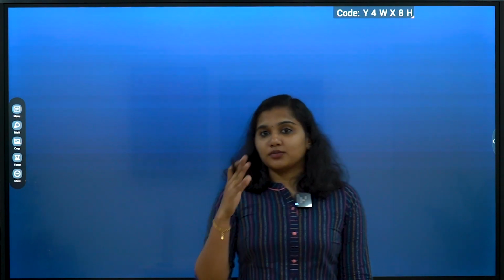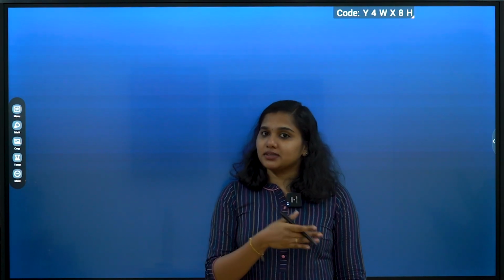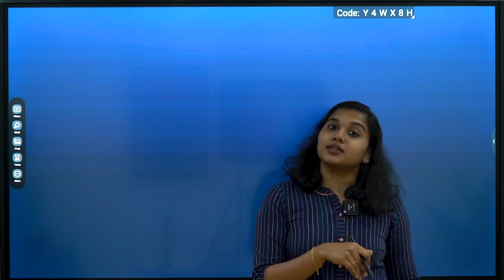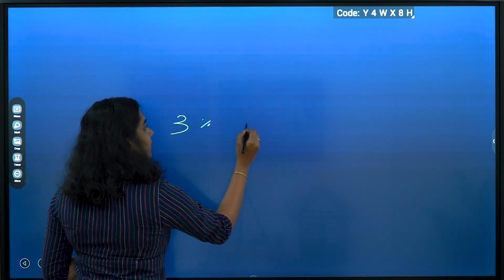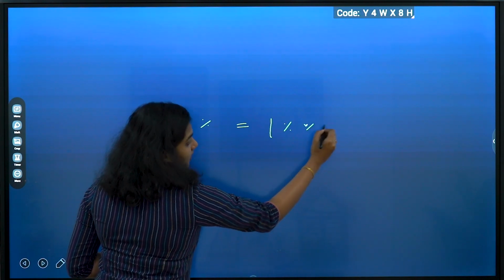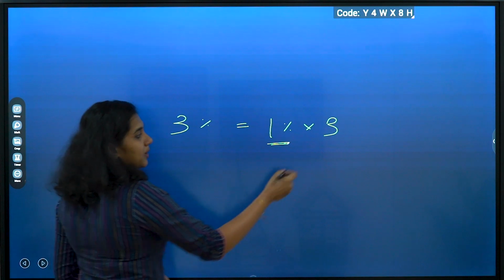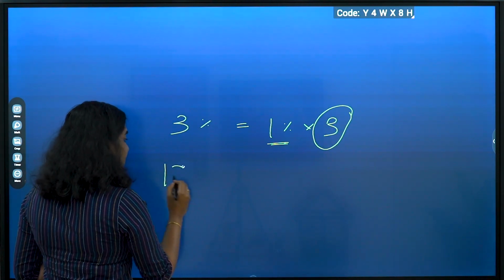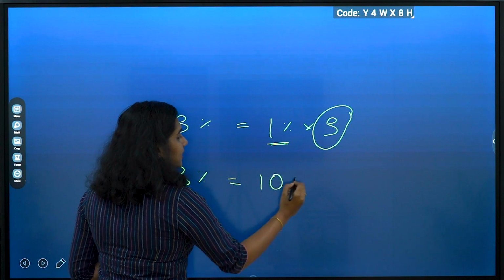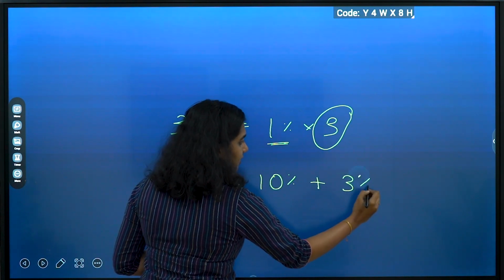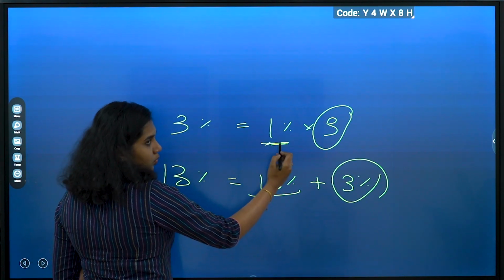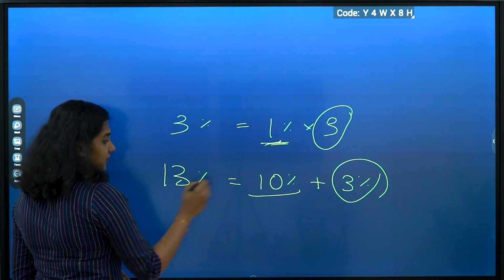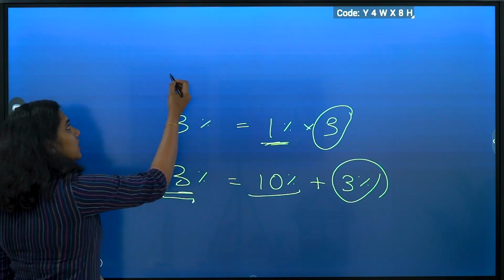Okay, so if you can find out 50%, 20%, 25% this easily, you can find out 13%. That means 3% will be 1% into 3, right? So if you know 1%, just multiply it into 3. So 13% will be 10% plus 3%, right? You will know 10% easily, you can find out 3% also easily if you know 1%, so that the sum of that will give you 13%. It is easy for all other numbers also.